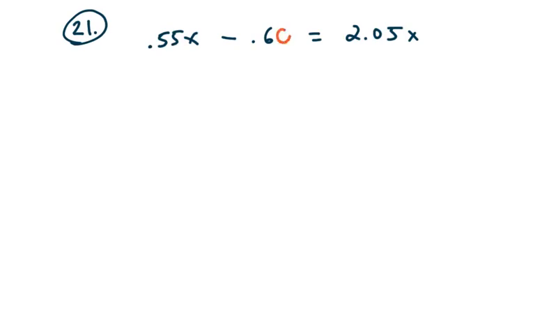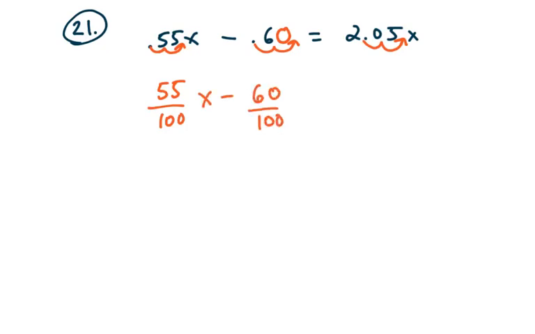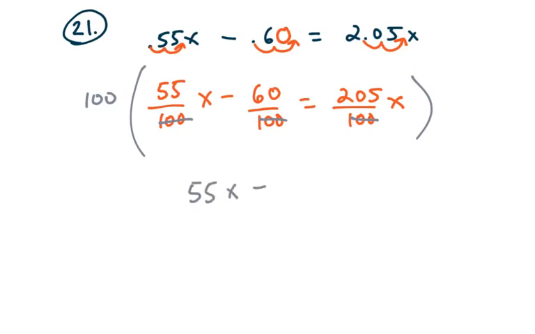We know that 0.6 is 0.60, so we see that there are 2 decimal places over, right? And these would be whole numbers. What I'm really trying to say is, if we rewrite it as fractions, we can use our rule of multiplying through by a number, in this case 100, to get rid of all the fractions. And that works nicely. What that does is get rid of the hundreds at the bottom. We're left with 55x minus 60 equals 205x.